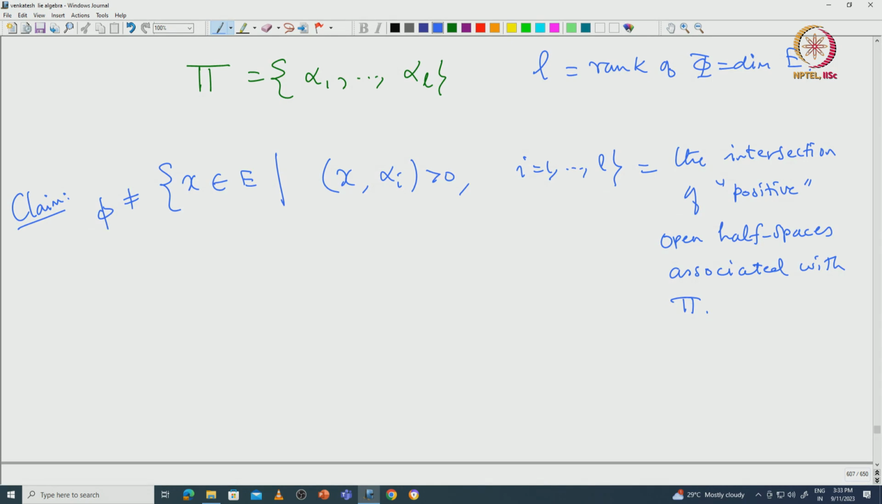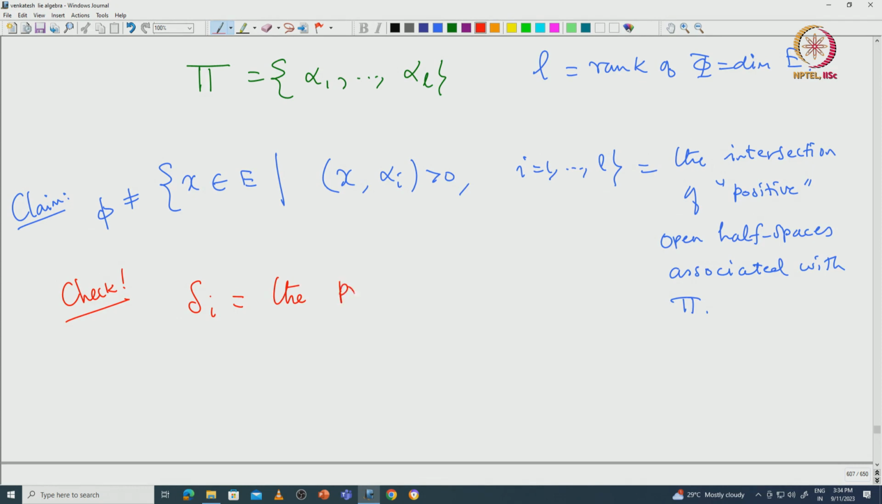So we claim that this must be non-empty. This can actually be proved easily. Okay, I will just sketch a proof, I will leave it to you to check. So, check that if we take delta i to be the projection of alpha i on the orthogonal complement of the subspace spanned by all basis vectors except alpha i. So, then you can take, okay, what is delta i? So, this is the projection, okay.